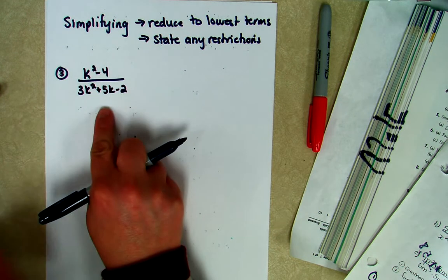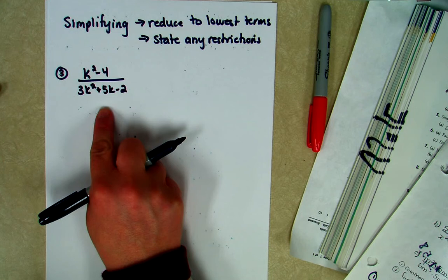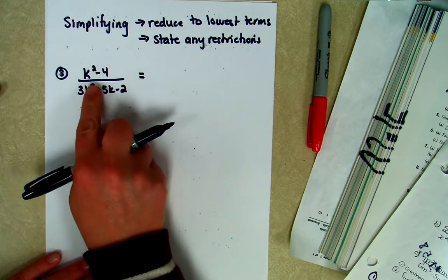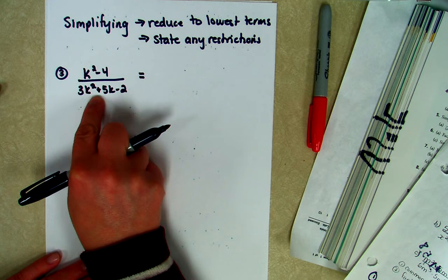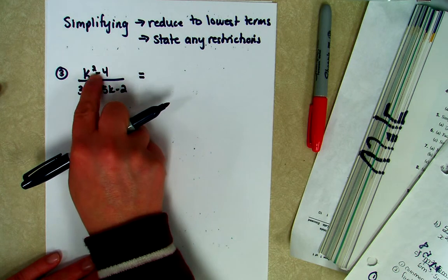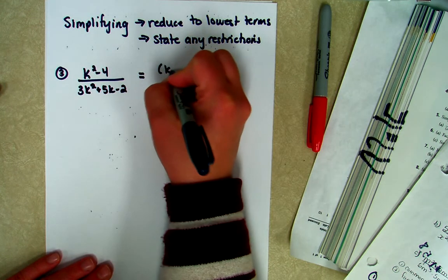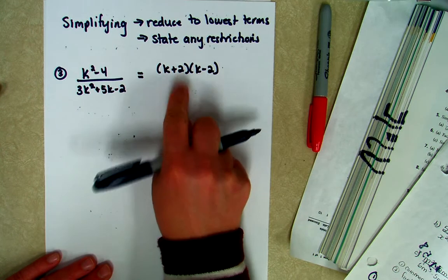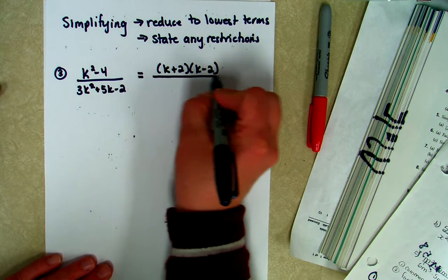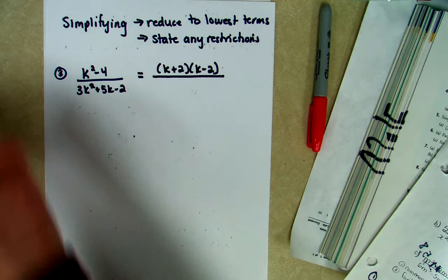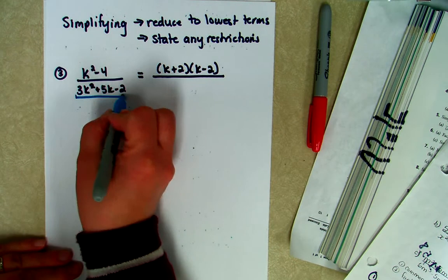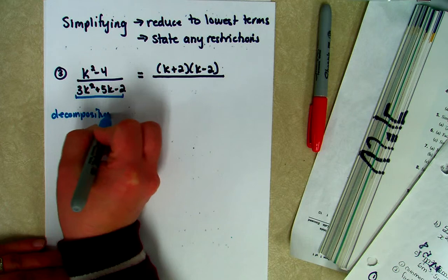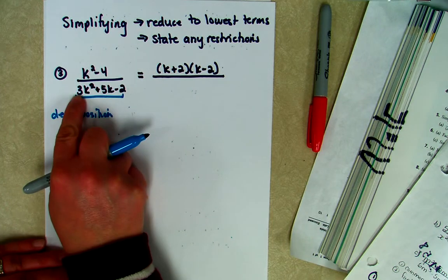And a lot of the times the variable we work with will be x, but it could be any letter. In this case, it's k. Well, whenever you want to simplify, you really want to factor the top and the bottom. The top here is a difference of squares, so it's going to factor to k plus 2, k minus 2. Remember, the order of the bracket isn't important. Unfortunately, this bottom here, I have to do decomposition because there is a number in front of the k squared.